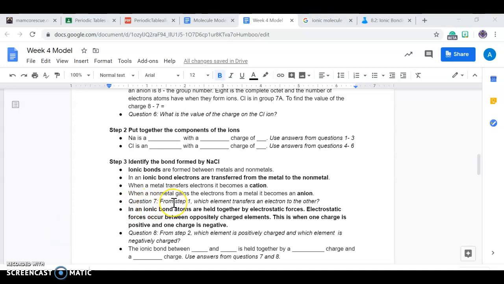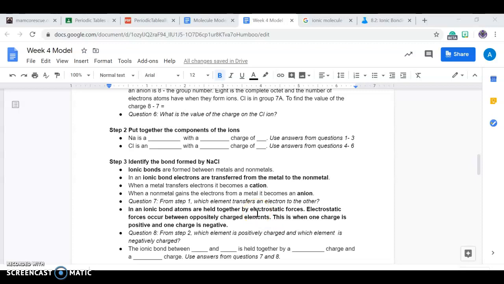Okay, what makes ionic bonds work? What holds them together are electrostatic forces. Electrostatic forces occur between oppositely charged elements, right? So when elements become charged, when they become ions, one charge is positive, one charge is negative, and that holds it together.